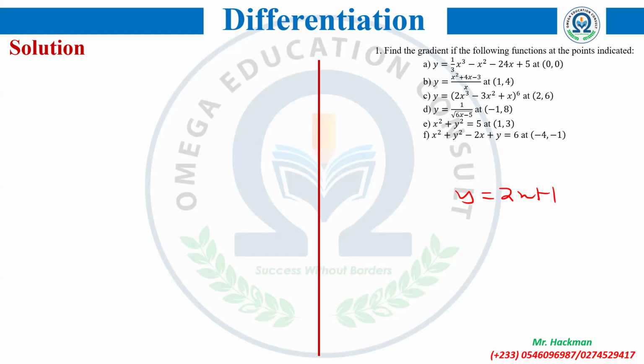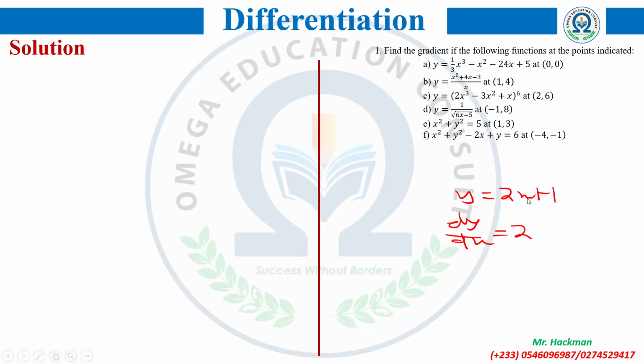What is the gradient? The gradient is 2. Is that not it? In y = mx + c, the coefficient of x becomes your gradient. Very good. Now find dy/dx for me. dy/dx will give you 2. So you should know that anytime you have a function, you differentiate once, and the first derivative will give you the gradient function. If it is a line, the first derivative will give you the gradient straight away.